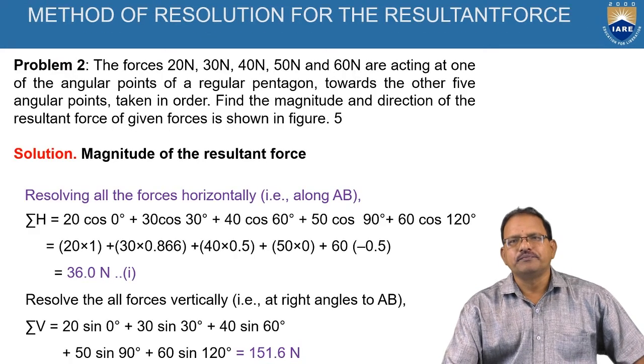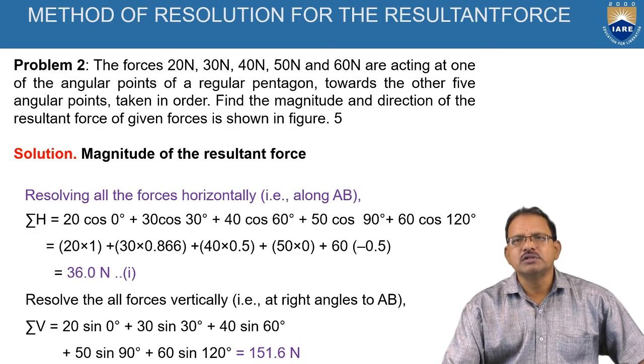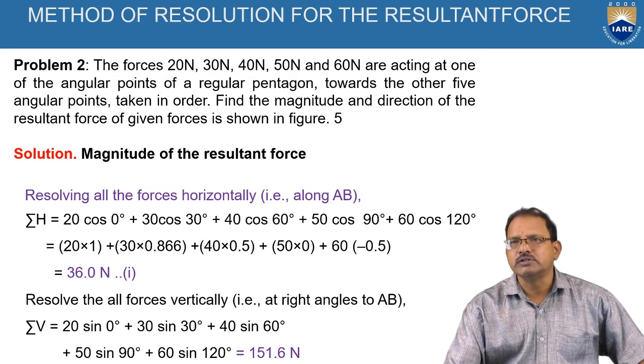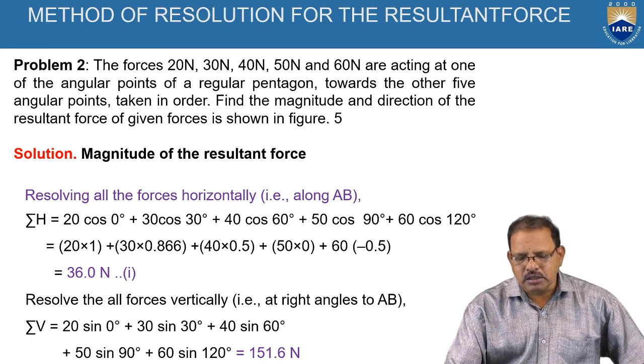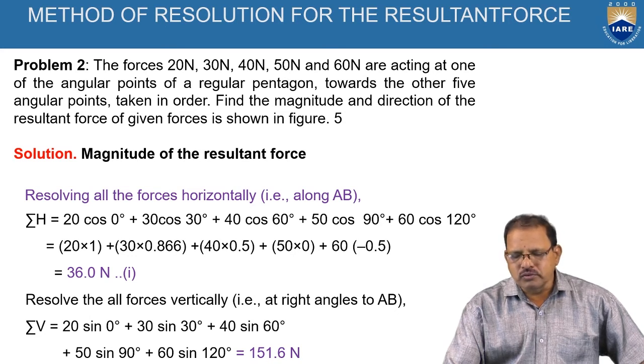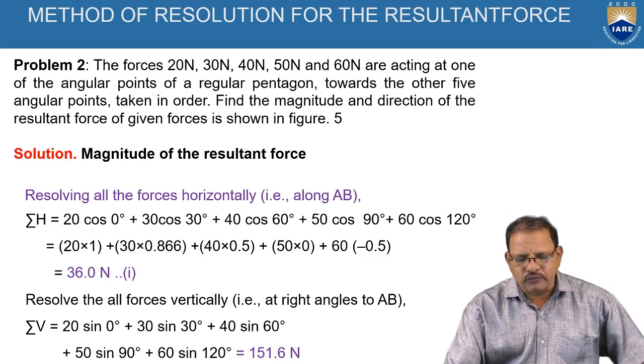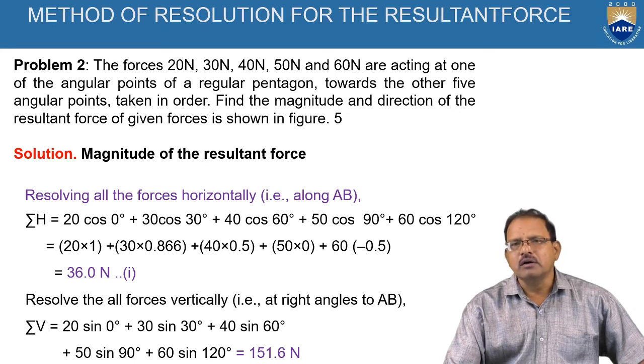In the second problem, the forces of 20 newtons, 30 newtons, 40 newtons, 50 newtons and 60 newtons, these 5 forces, are acting on angular points of a regular pentagon towards the other 5 angular points taken in order. Find the magnitude and direction of the resultant force of the given forces as shown in figure 5.